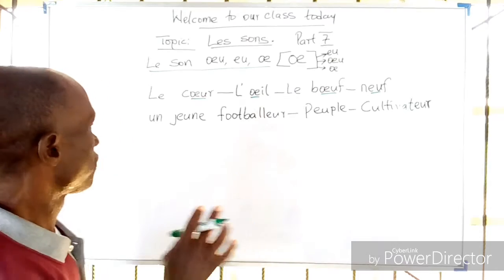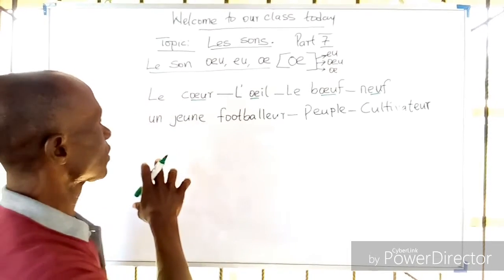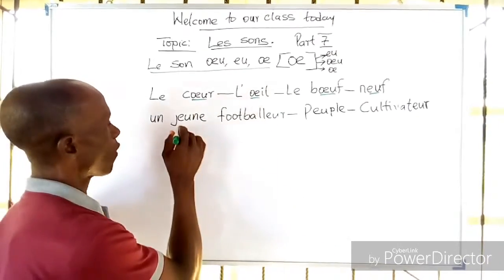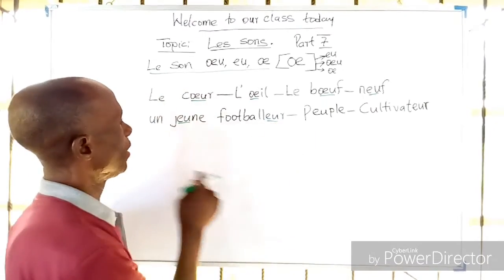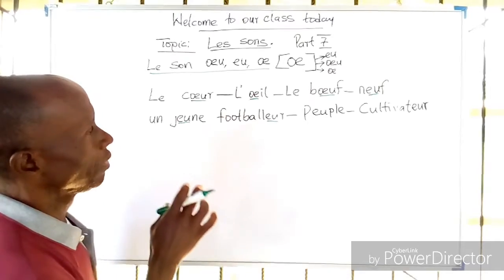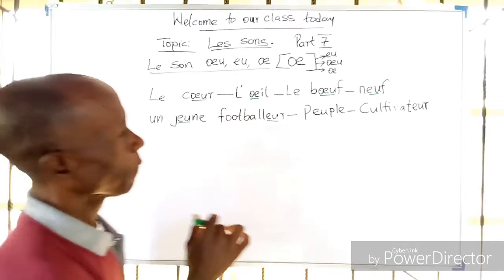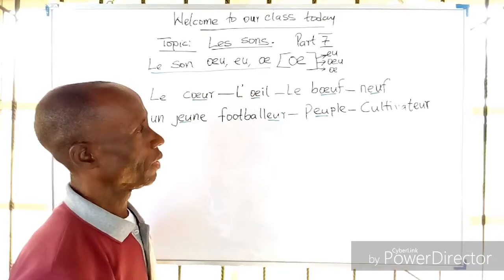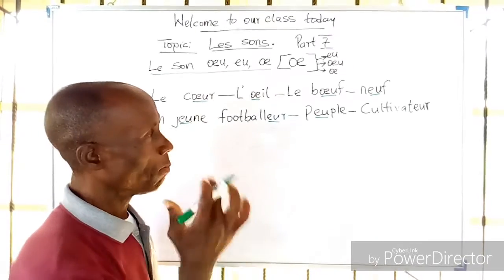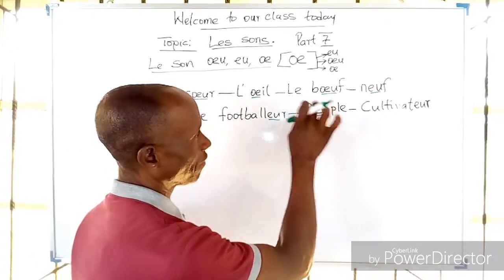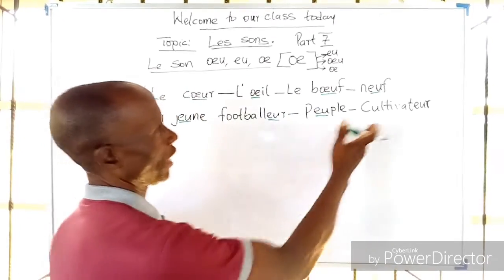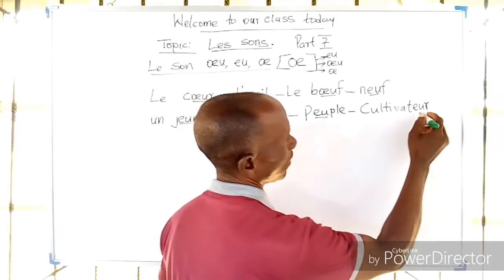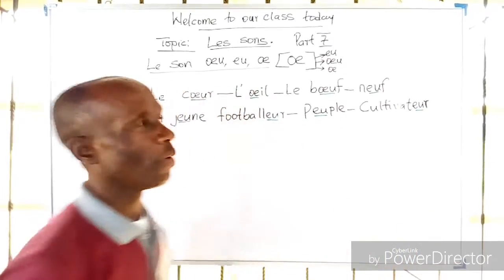E-U in neuf. Then in this one, he says "un jeune footballeur". You go for what? E-U and E-U here. And here we have peuple. Hey, don't say "pay you people", no. But what? Peuple. Once you get the sound of this E-U, you get it right. And this one says cultivateur. The E-U is the sound we're looking for.